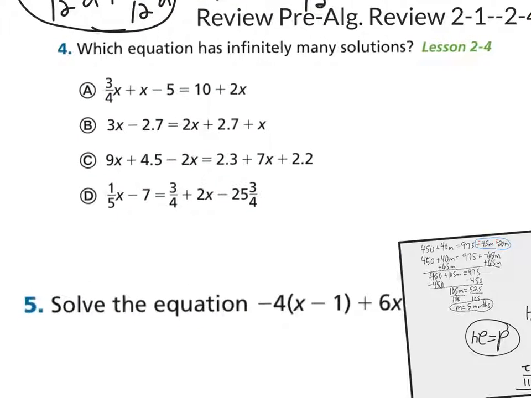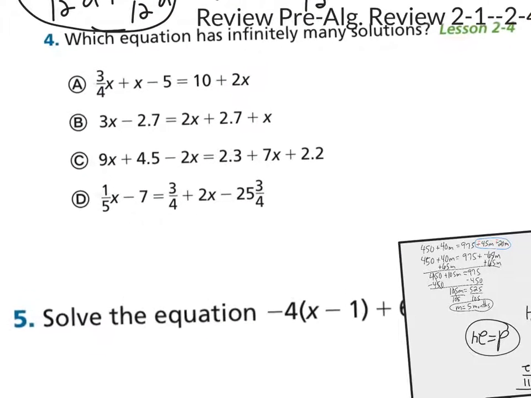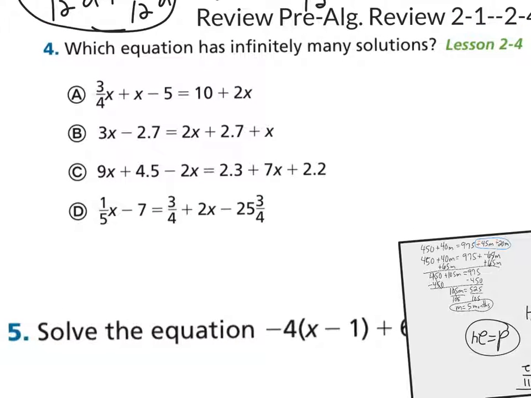Number 4 asks which equation has infinitely many solutions. For us to get infinitely many solutions, we have to have the variables cancel, and then we also have to have the same constants on both sides. So for this one, that's 1 3/4 x. Over here is 2x. So the x's aren't the same. That would have one solution. The second one, we do get 3x on both sides, but one's got a minus 2.7, one has plus 2.7, so that would have no solution.